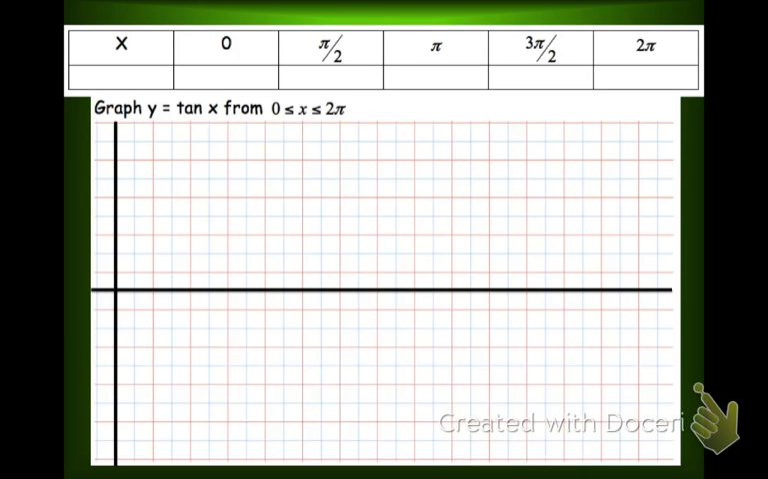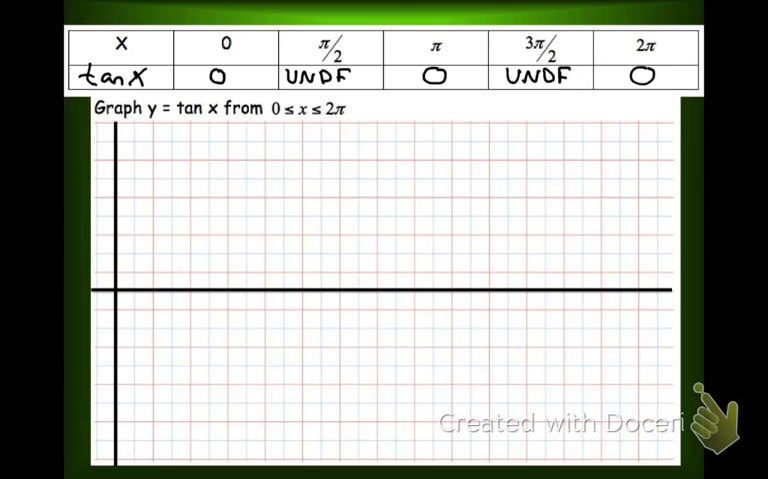So, if we are graphing y equals tan of x, if we remember at 0, we are at 0, and at pi over 2, it was undefined because it's sine over cosine, and cosine at pi over 2 is 0. At pi, we're at 0. At 3 pi over 2, we're undefined. And at 2 pi, we're back at 0.